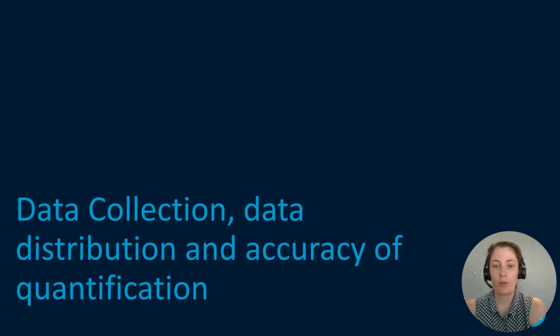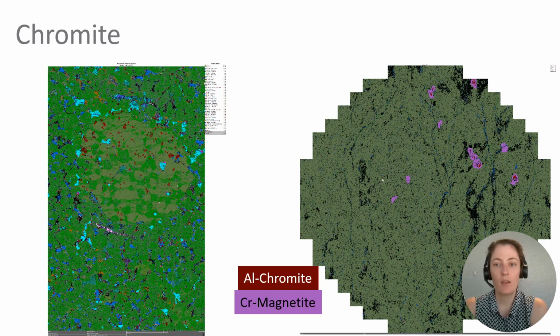So now I'll go through the data collection using TIMA and the data distribution accuracy of the quantification using TIMA. So these are our mineral maps that you may be familiar with. Here we're focusing on spinel. So the spinel are in reds and purples. So you can see the little chromites in there and purples of the chrome magnetites here. This is within a serpentinized komatiite, and this is in basically a gabbro intrusion.